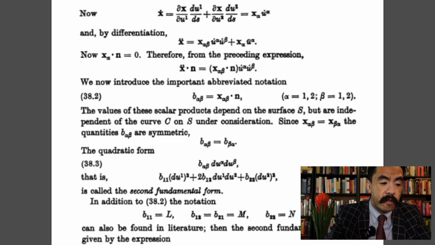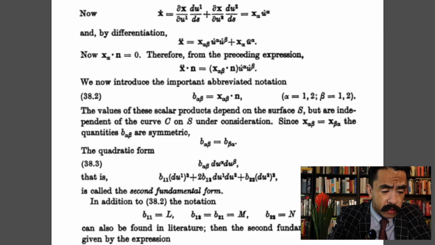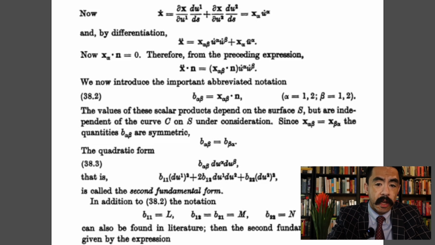We now introduce the important abbreviated notation b sub alpha beta equals the scalar product of x sub alpha beta and n, where alpha can equal 1 or 2 and beta can equal 1 or 2. The values of these scalar products depend on the surface capital S, but are independent of the curve capital C on capital S under consideration. Since x sub alpha beta equals x sub beta alpha, the quantities b sub alpha beta are symmetric, namely b sub alpha beta equals b sub beta alpha. The quadratic form b sub alpha beta times du alpha times du beta, that is b sub 1 1 times du 1 squared plus 2 times b sub 1 2 times du 1 du 2 plus b sub 2 2 times du 2 squared, is called the second fundamental form.